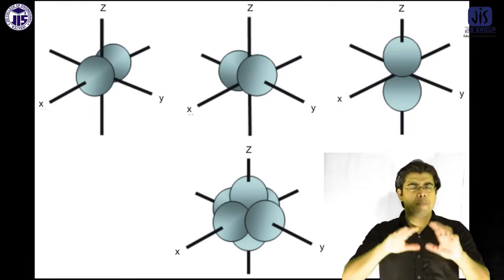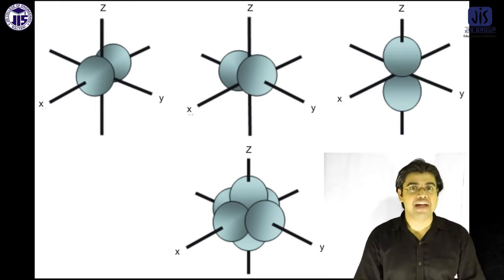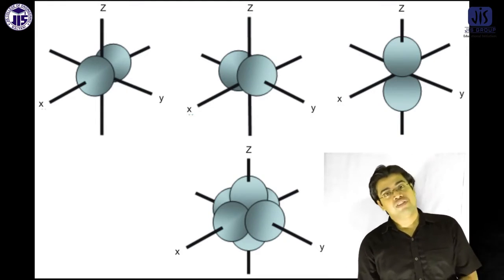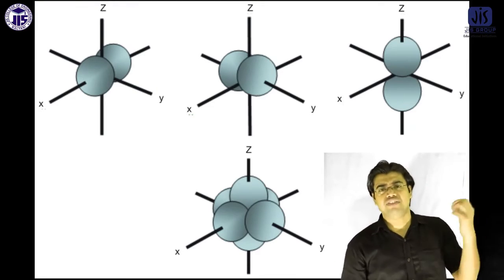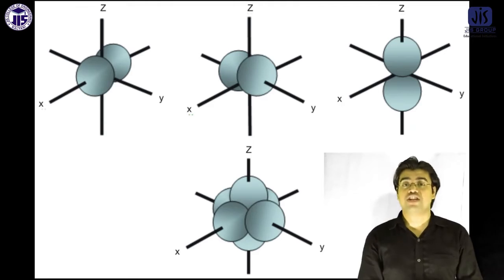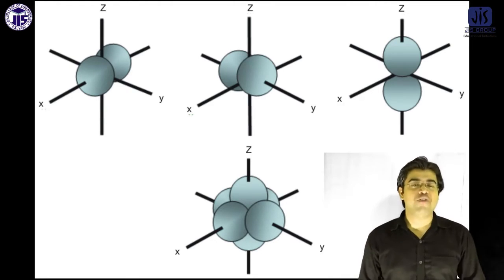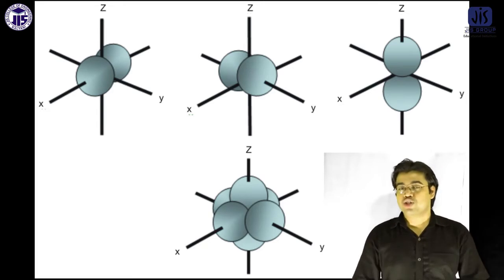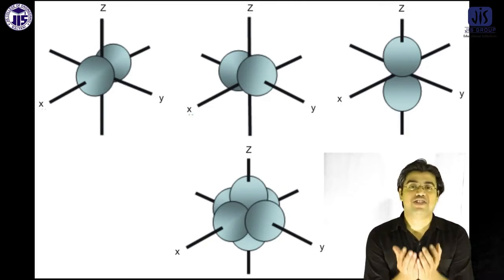The p orbitals look like a dumbbell shape. Dumbbell shape means the electron density is in two directions, the up portion and the down portion, and the middle portion is actually called the node. That means the electron density there is almost 0. So what is the shape of the p orbitals? They look dumbbell shaped.